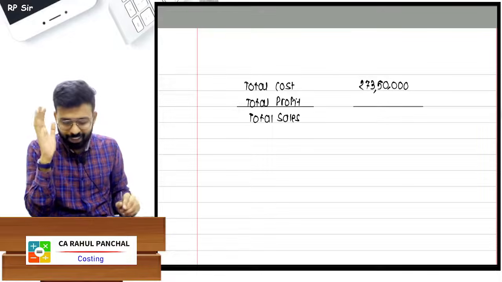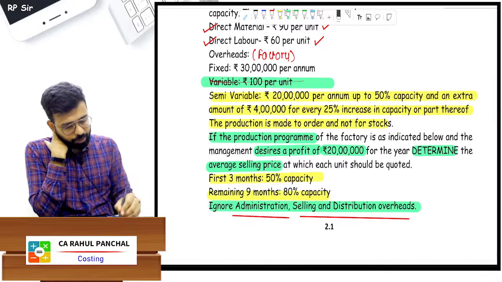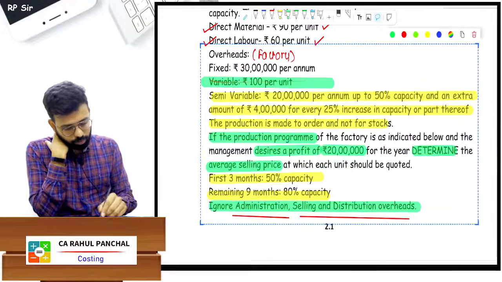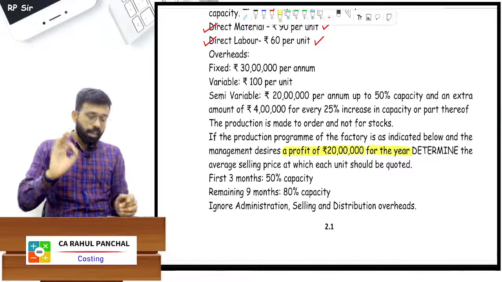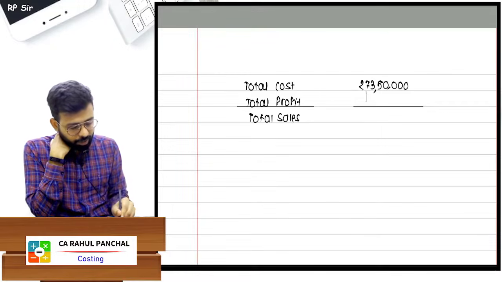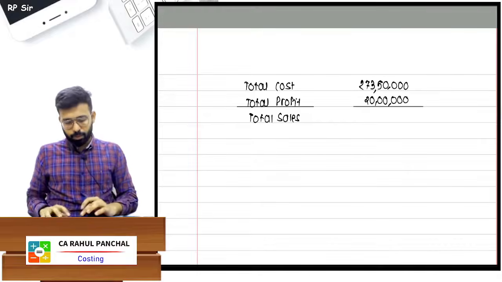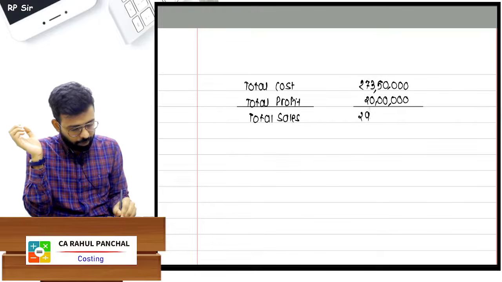In the question it is specified how much profit you want to earn at the end: 20 lakh for the year. For the entire year I would like to earn 20 lakh as profit. So this is my cost of the entire year, and plus 20 lakh as my total profit at the end of the year, my total sales value will be 2 crore 93 lakh 50,000. This is the sales which I want.